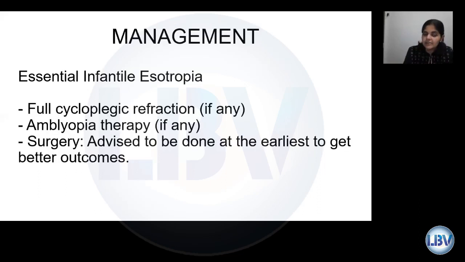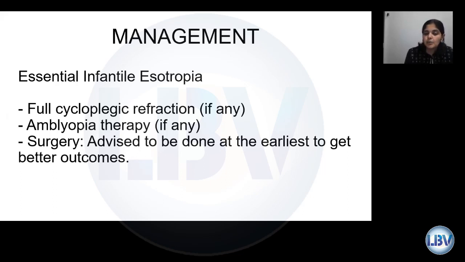In essential infantile esotropia, the management option is, if any refractive error is present, you give the full cycloplegic refraction that you get. If there is any amblyopia that you see, then you treat it. But at that age, it just depends on the fixation preference that you will see when you occlude, by which you can decide whether there is any preference for one eye. Surgery is usually the option indicated in essential infantile esotropia, and the outcomes are best when it is done at the earliest.